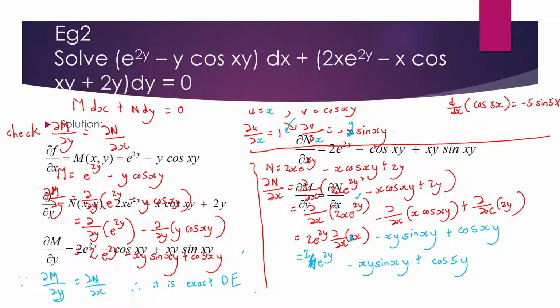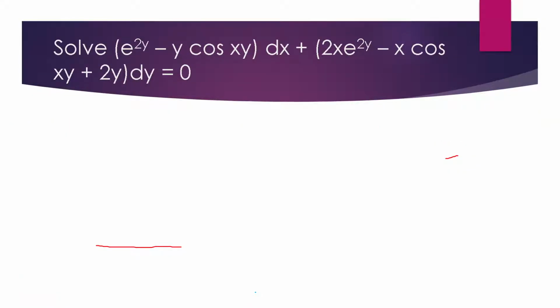And we'll go to the next slide. So we have shown that this one is an exact differential equation. Now, how are we going to obtain the solution for the exact differential equation? As we know, the coefficient for dx is M, and the coefficient for dy we label as N.